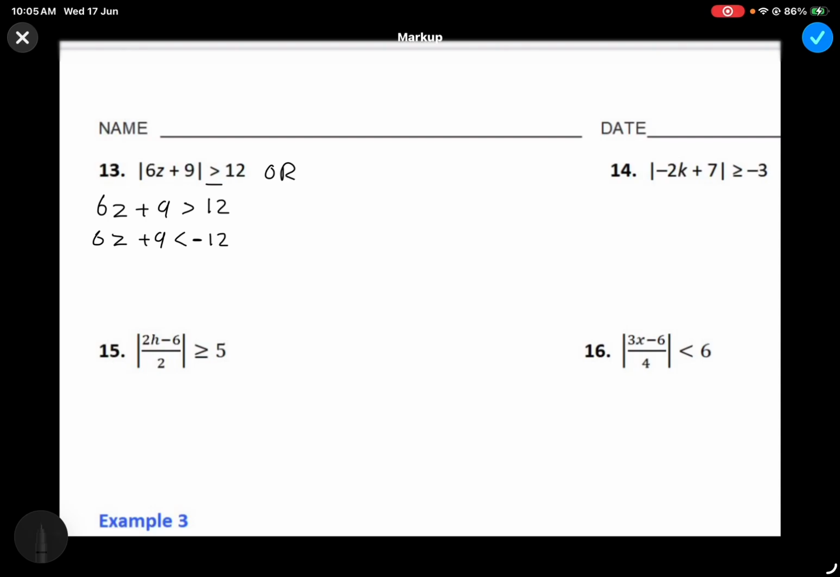Okay, and to solve the first one, we're gonna subtract 9 on both sides. We get 6z is greater than 12 minus 9, which is 3, and then we got z is greater than 3 divided by 6, so 3 over 6, meaning z is greater than 1 over 2.